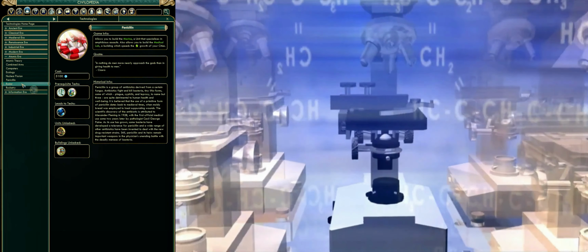As its use has grown, some bacteria have developed a tolerance for penicillin, and a wide range of other antibiotics have been invented to deal with the new drug-resistant strains. Still, penicillin and its heirs remain important weapons in the physician's unending battle with the deadly menace of bacteria.